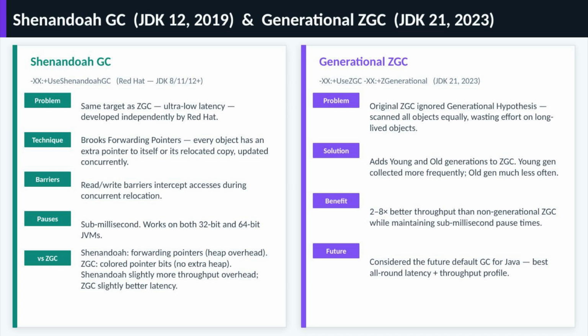Then came generational ZGC in Java 21. Engineers realized most objects die young. So why scan everything equally? Generational ZGC separates young and old objects, leading to significantly better throughput while preserving sub-millisecond pauses. This is why many engineers believe generational ZGC is the future of Java GC.